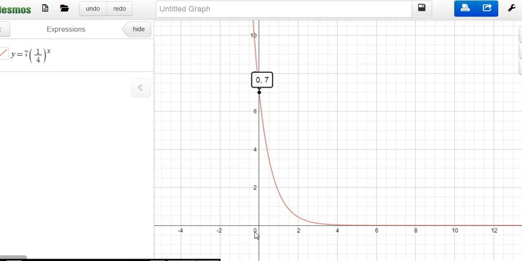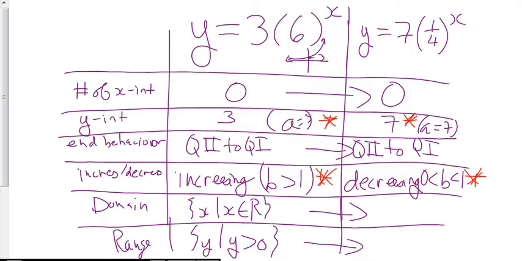So there's that common stuff, right? They will always go quadrant 2 to quadrant 1. The domain is always x belongs to the reals. The range is always y is greater than 0. What changes is whether it's increasing or decreasing based on the value of b. And what changes is the y-intercept, which is based on the value of a.